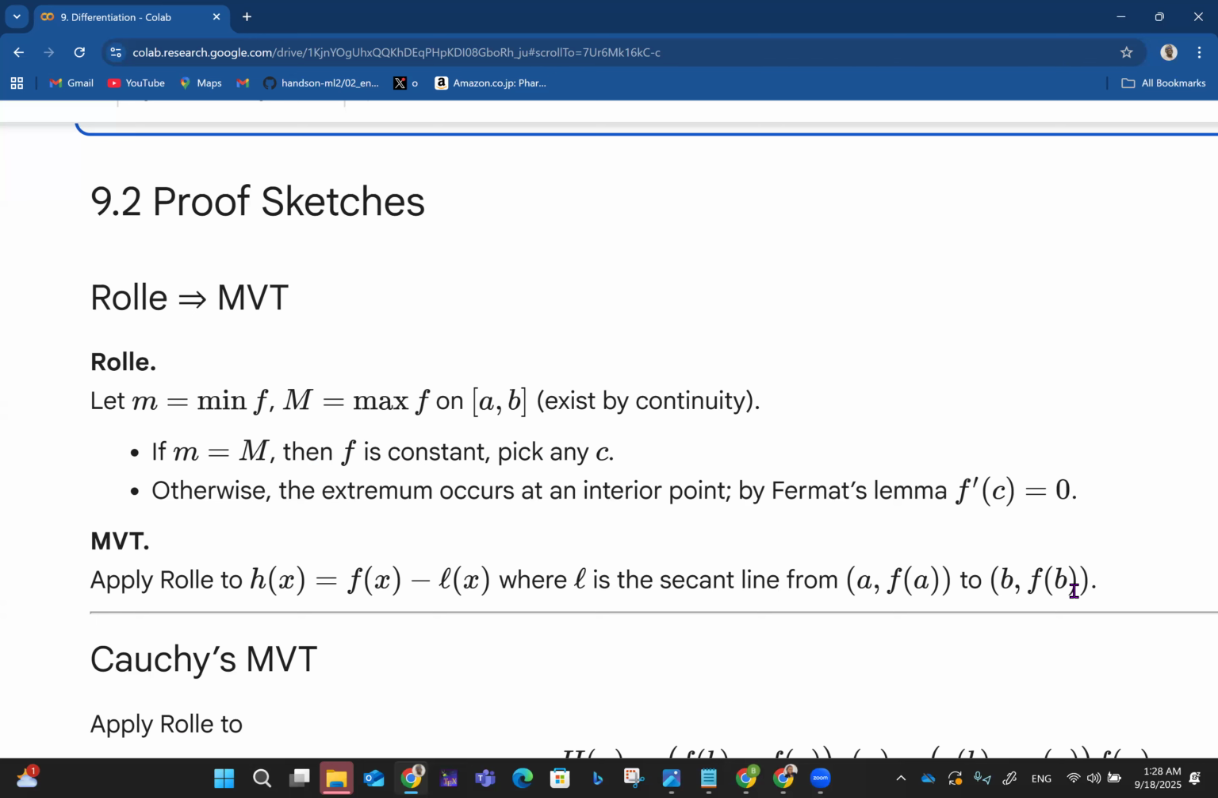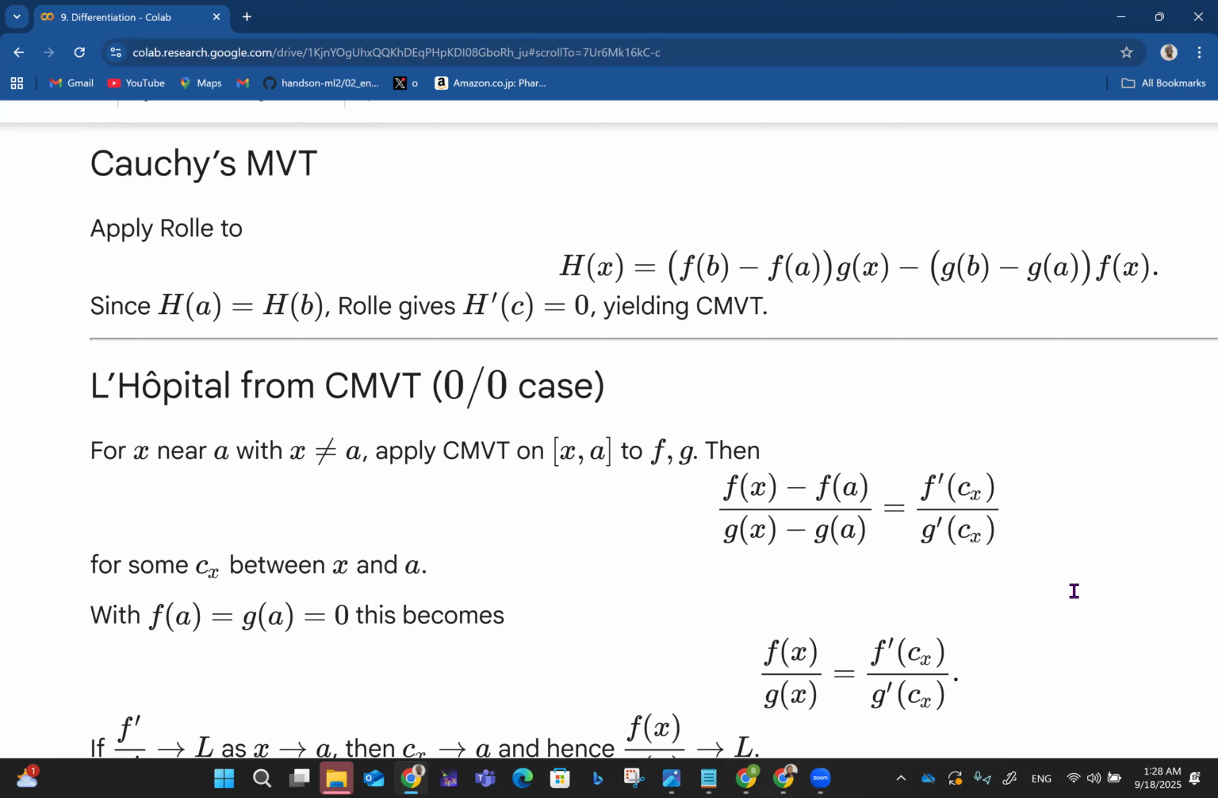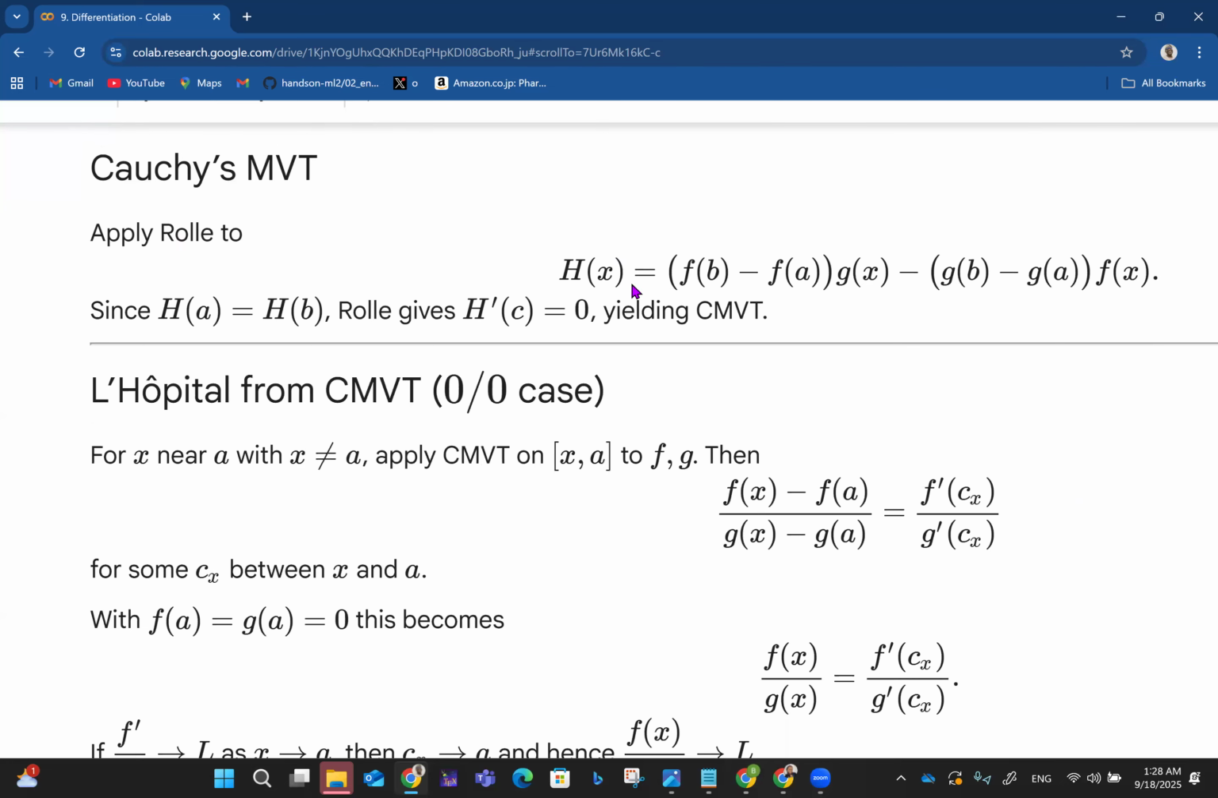Then you have Cauchy's mean value theorem. In this case, you need to apply Rolle's theorem. So you have h(x) equals (f(b) minus f(a)) times g(x) minus (g(b) minus g(a)) times f(x). Since h(a) is equal to h(b), Rolle's theorem gives h'(c) equals 0, yielding Cauchy's mean value theorem.